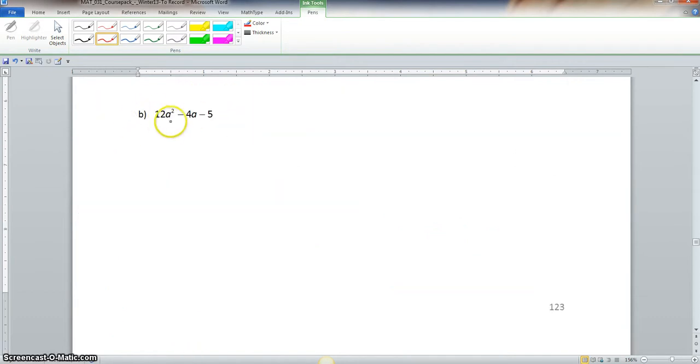Now we go here to B. It's in the proper order. They have nothing in common aside from 1. So we'll list our A, which is 12, our B, which is negative 4, and our C, which is negative 5. So we'll do our A times C, which is 12 times negative 5, which is negative 60.